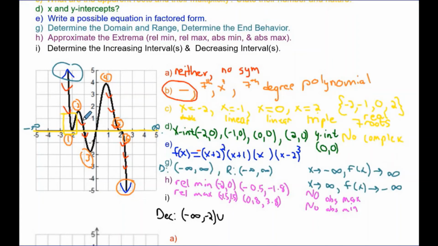It's also decreasing from -1.5 until -0.5. And these are just, as you can see, the x parts of the relative mins and maxes because it is the domain of this interval. And then it also is from 0.8 until infinity.